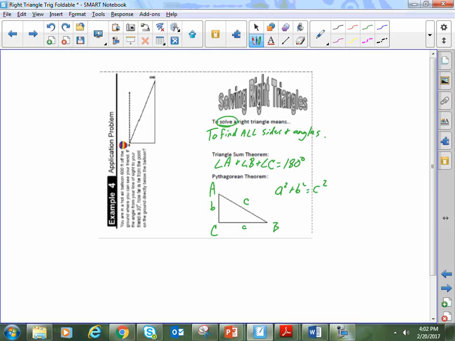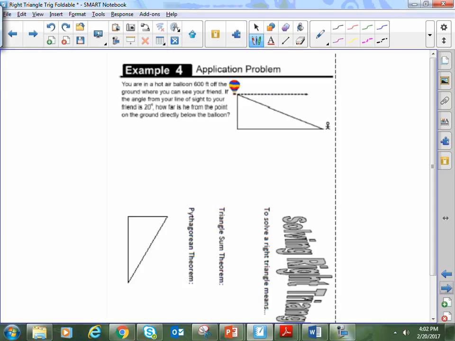Now if you notice, there's one more little example right here, and it's hard to see the way I have it here, so I turned it sideways and blew it up a little bit. We're going to do this one real quick. This is a very typical kind of word problem. It says you're in a hot air balloon 600 feet off the ground, where you can see your friend at an angle from your line of sight of 20 degrees.